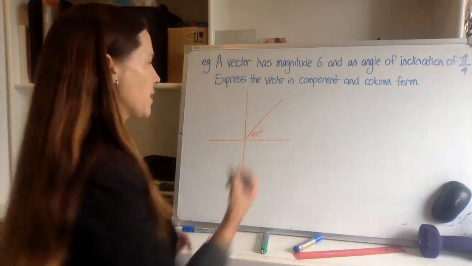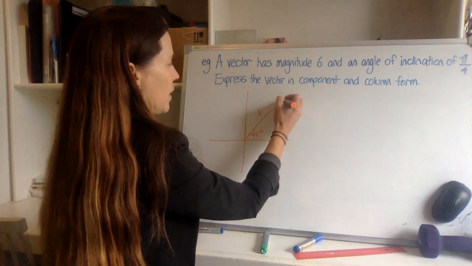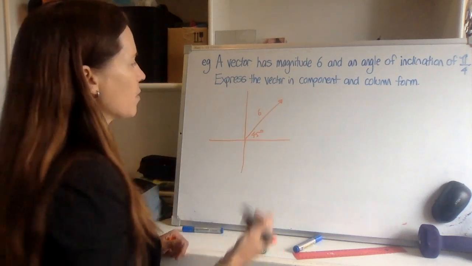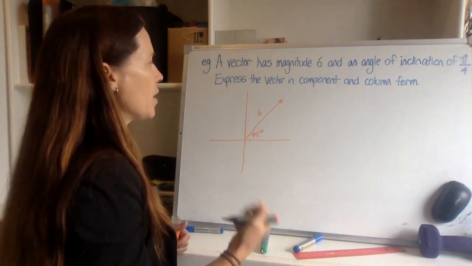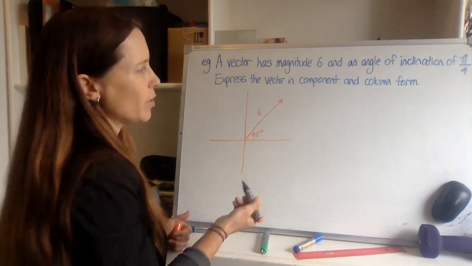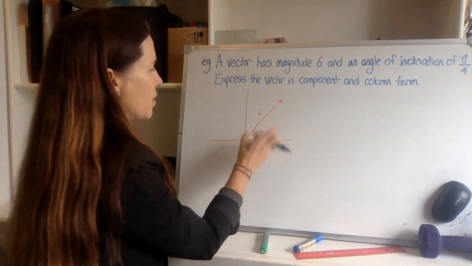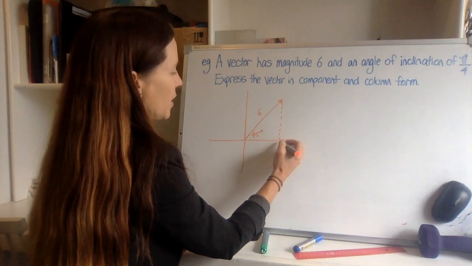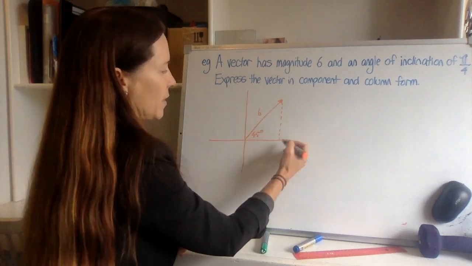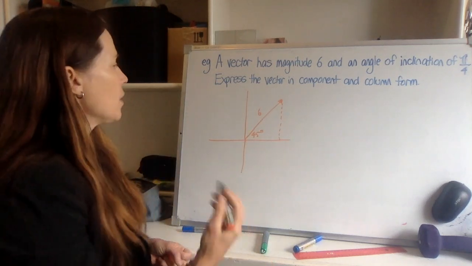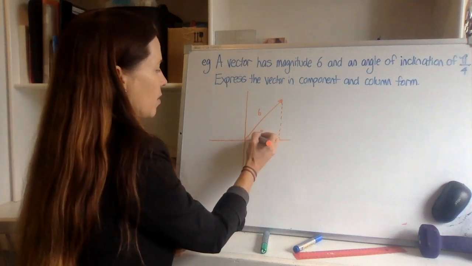So I can draw up an axis here. I know it's going up at 6. Okay, so sorry, its length is 6 units. So what I want to find is its component and its column form. I'm going to need to know the dimensions. I need to know this length here, and I need to know this length here. So what to do? Well, think about what you know here.